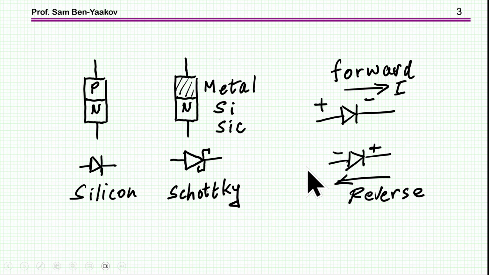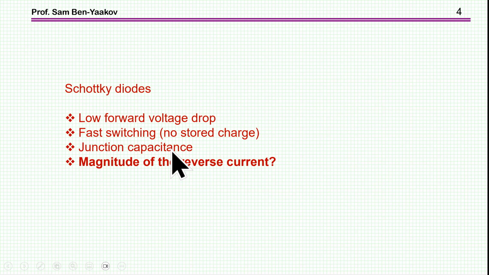Now, Schottky diodes are favored because they have a low forward voltage drop, so the losses during forward conduction are lower. They are fast switching devices because there is no stored charge in the junction. However, there is a junction capacitance that to some extent behaves like a stored charge, that is a reverse recovery of a diode, but the total charge is usually smaller.